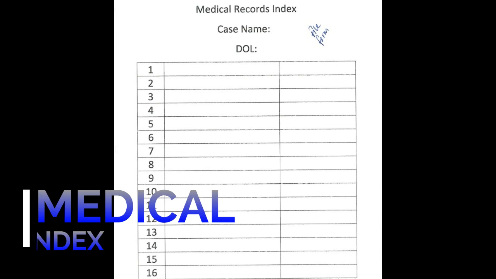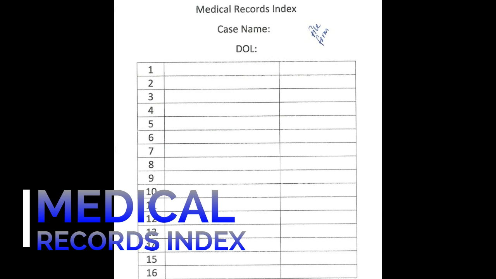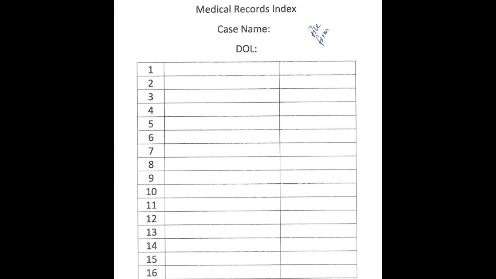And also, here's the medical records index information, a better picture of it. You're going to see the case name, which is the client's name, and the date of loss. You're going to put the name of the provider in each numbered file. And then on the right side, you're going to put the first day that they saw the doctor until they were discharged. And that's what you need to keep up with.